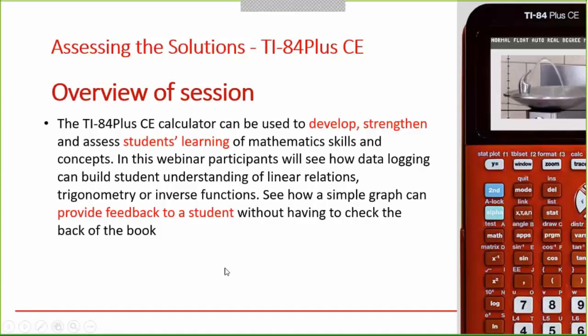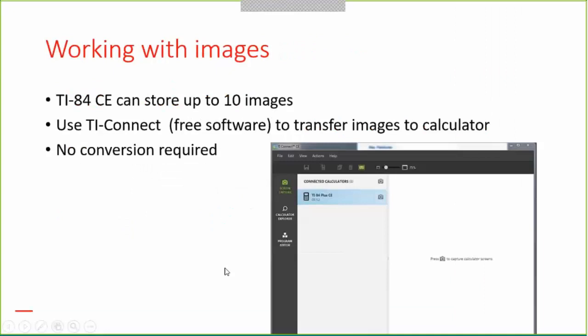So I guess the first thing that we have to do is discuss how we get images into our TI-84Plus calculator. As you can see on that slide, the CE can store up to 10 images, and you get them in there using the free TI Connect software, and the software actually does it all for you. There's nothing for you to do in the way of conversion or anything like that.